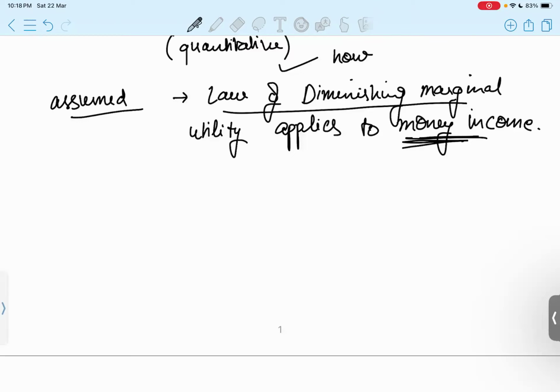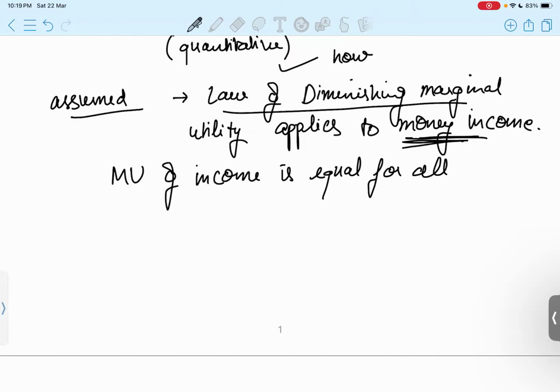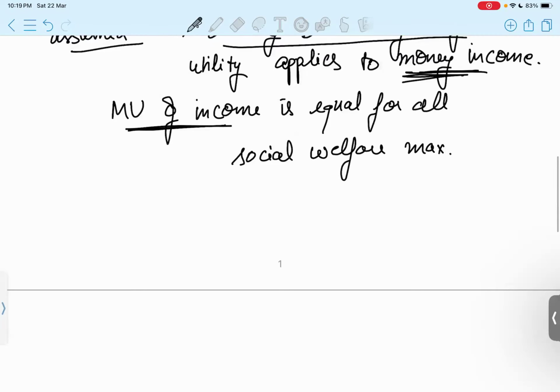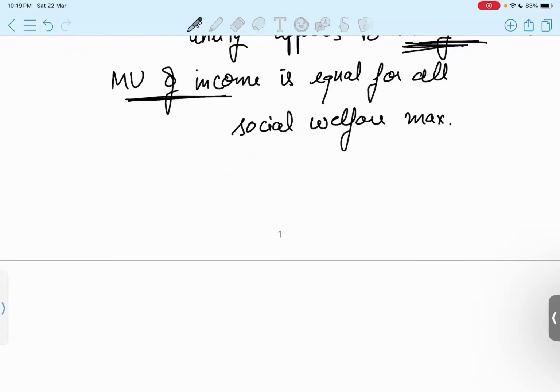we see that when the marginal utility of the money income of all individuals in the society becomes equal, so marginal utility of income is the same for all in the society, then under the classical, social welfare is maximized. But again, it is very difficult for the marginal utility of money to be the same for all the individuals under practical conditions.